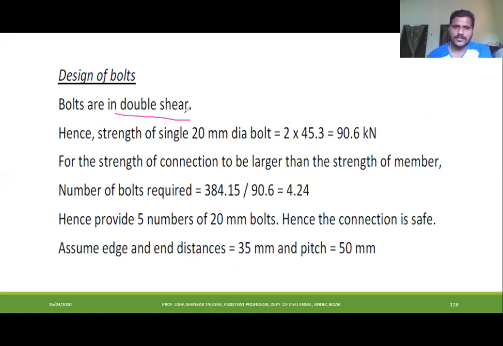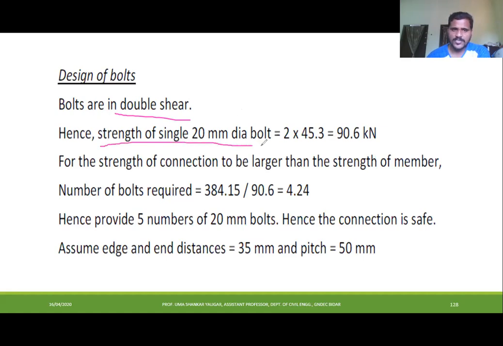We already know how to calculate the strength of the bolt, the bolt value for different types of connections. That's why I have not done the complete solution here. As the bolts are failing in double shear, you can calculate the shear strength of the bolt and also the bearing strength of the bolt. Out of these two values, you take the lowest value as the bolt value or the strength of the bolt. Directly I have taken that value here.